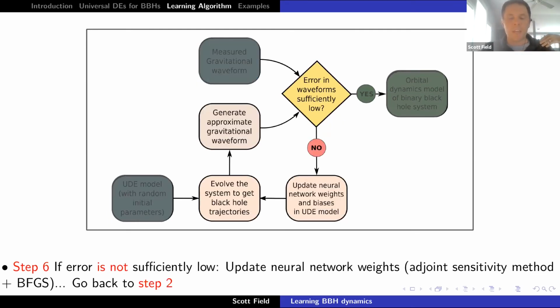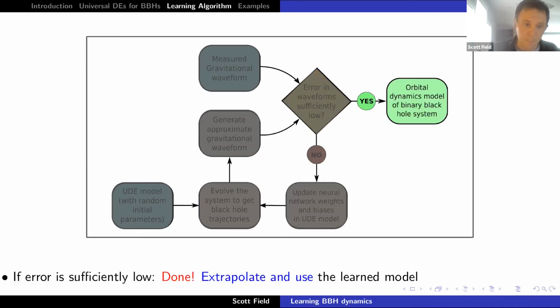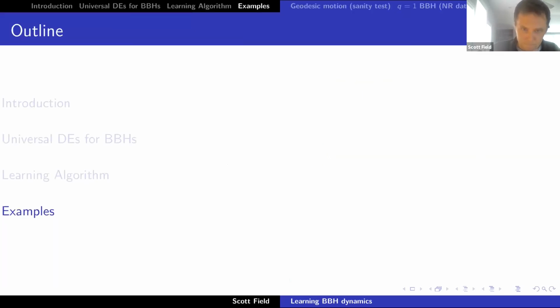But the idea is that using this method called the adjoint sensitivity method, in addition to an optimization algorithm known as BFGS, you can update your neural network weights and iterate over this inner circle here until you achieve sufficiently accurate waveforms, which is to say you found a dynamic model which generates waveforms that agree with the ones that you're actually measuring. And then you can use the model to do things. So it's an ODE, and so you can evolve it forwards in time, much longer than you actually did over your training window, for example, because you have a fully working dynamical model.